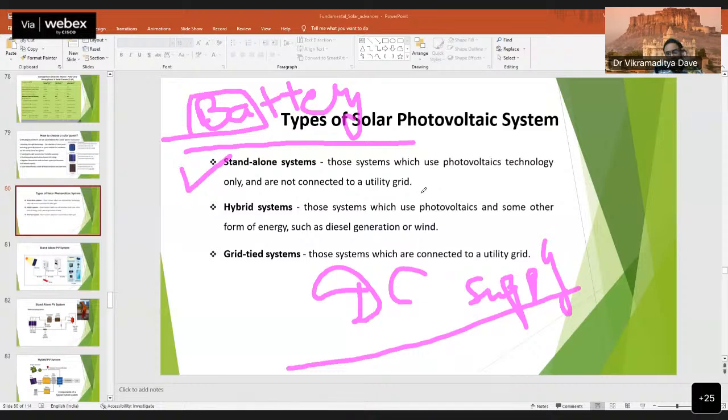Then comes the hybrid system. In the hybrid system, we have not only a solar photovoltaic system, but it is also connected with other sources or devices like a diesel generator set or wind energy. That is called a hybrid system.